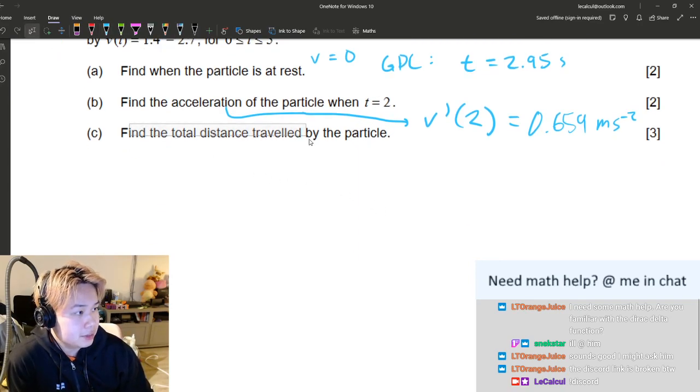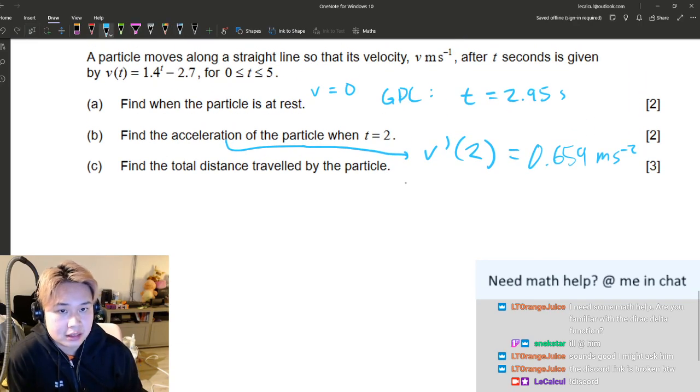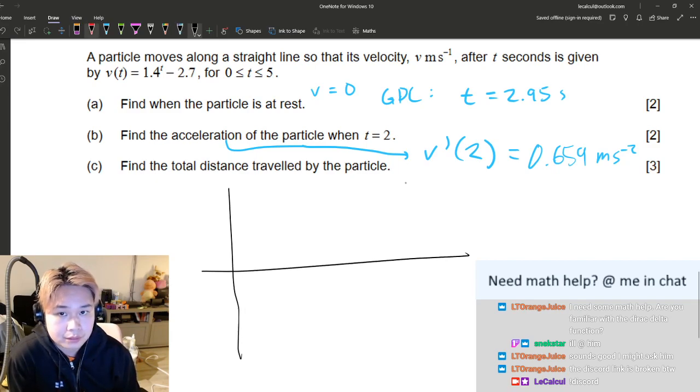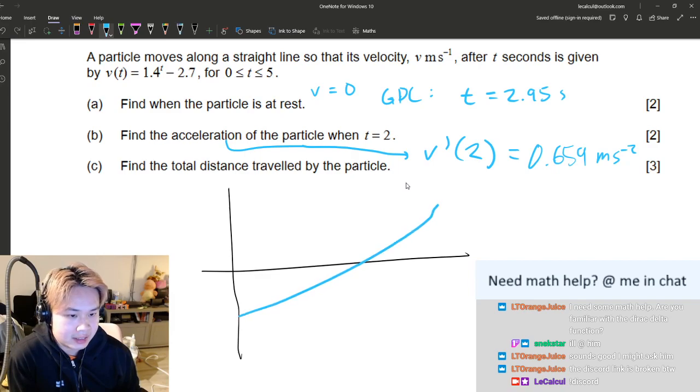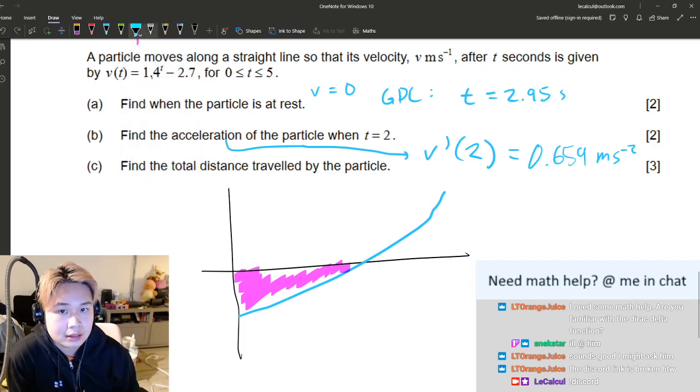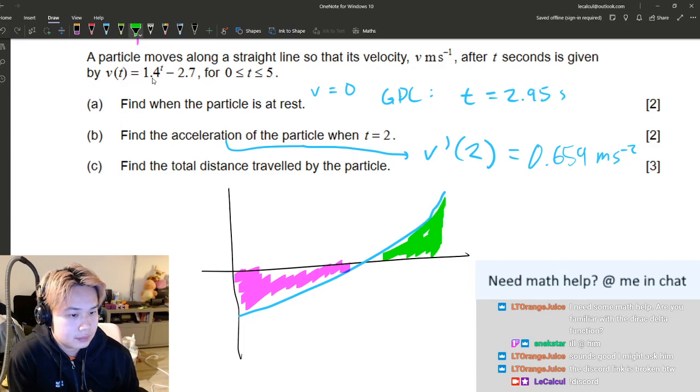Okay, and then find the total distance traveled by the particle. So I've said this a few times, but of course not everyone's gonna watch every single stream. But my velocity function looks like this, kind of. And basically, if you were to take the integral, because finding the distance when you have the velocity is related to taking the integral, you have two different areas. You have one below the x-axis, and then you have one above the x-axis.